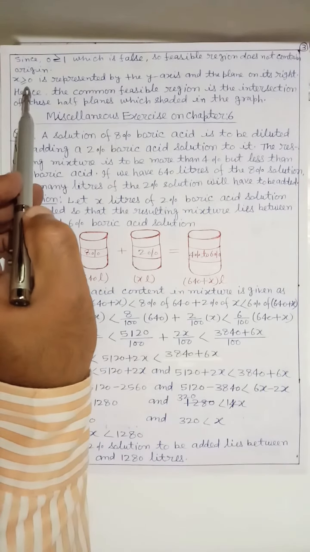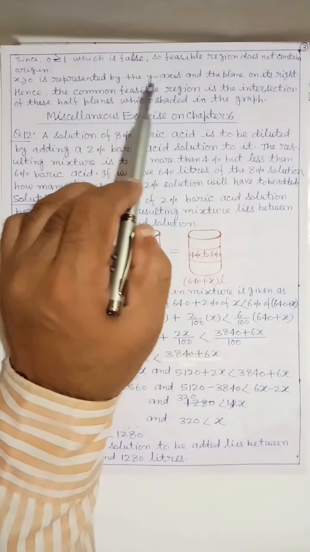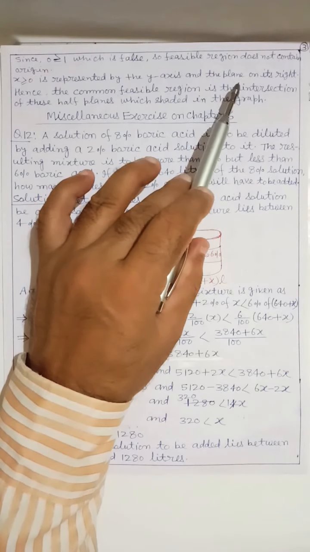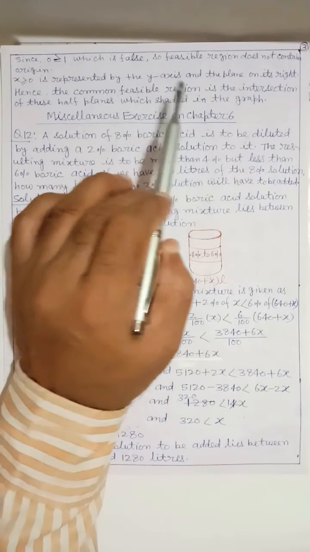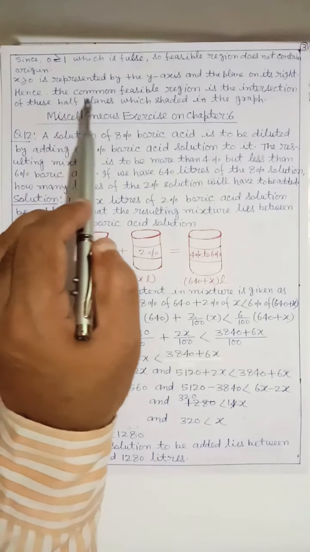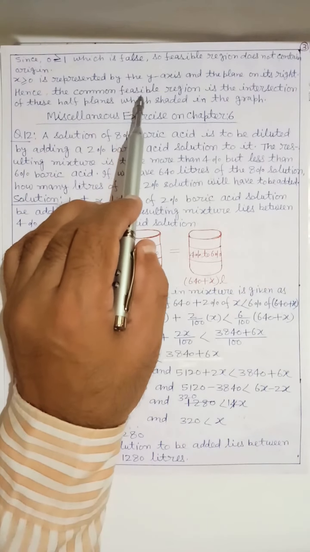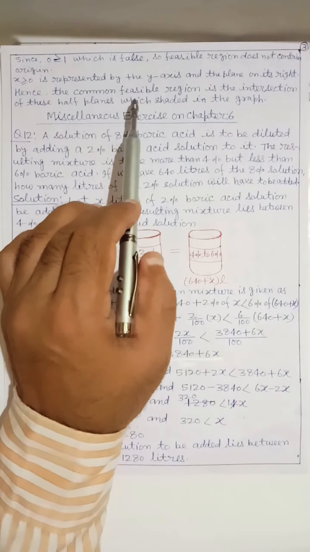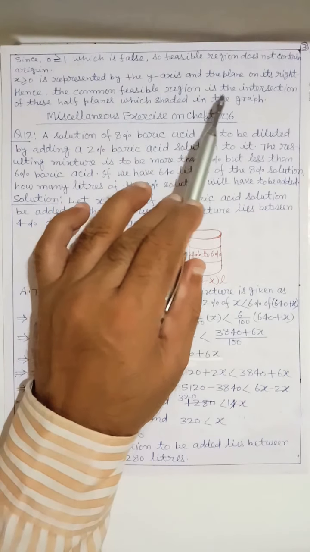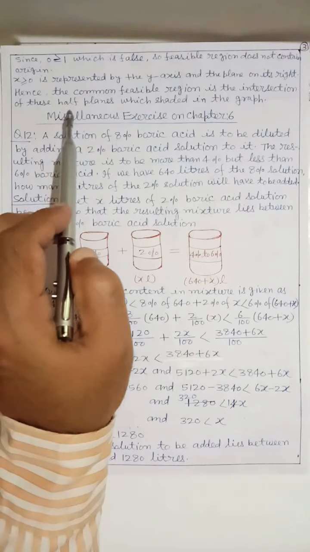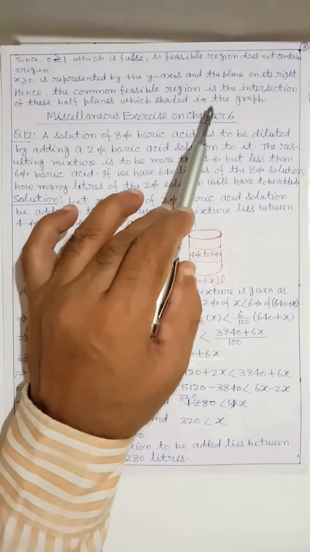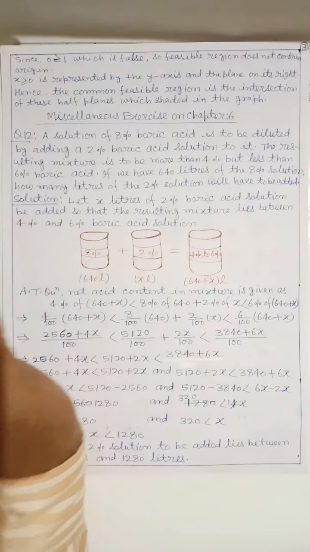x greater than or equal to 0 is represented by the y-axis and the plane on its right side. Hence the common feasible region. Here feasible region means solution region. The common feasible or solution region is the intersection of these half planes, which is shaded in the graph already.